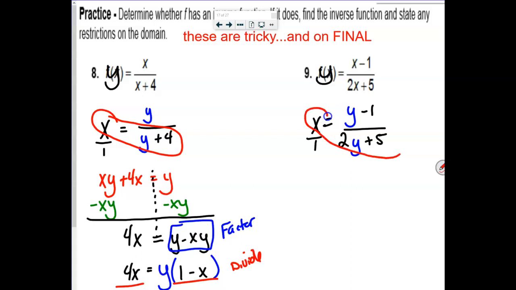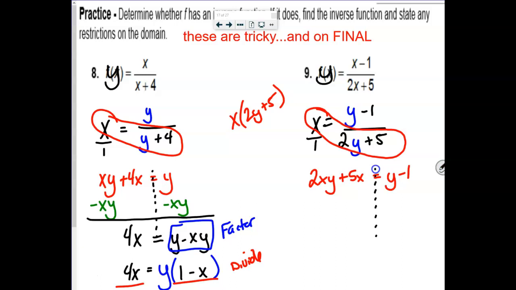If you're having a tough time with the distribution of this diagonal, then you can write it out the long way. Like you can write out x times 2y plus 5, and you can distribute it yourself. You guys are always looking for time savers. This is one of them, okay? So 2xy plus 5x. And then this diagonal is really boring. It's just y minus 1. So once again, I need you to collect everything that has a y to one side, group it, and anything that doesn't have a y needs to move to the opposite side.